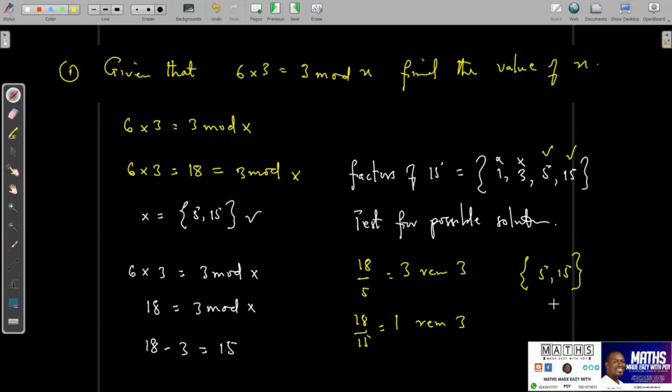Yes, sir. So the procedure is: your main entry, subtract the remainder from it, write down the factors of the value you have, and now test for your possible solution from the factors. Main entry, subtract the remainder, write down the factors of the answer you get after subtraction, and then test for your possible solution. Please, is it clear?